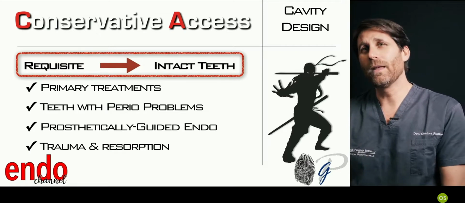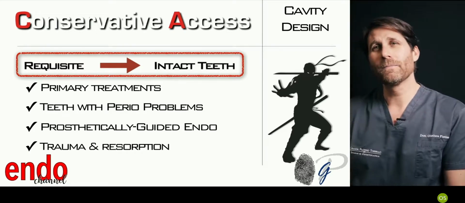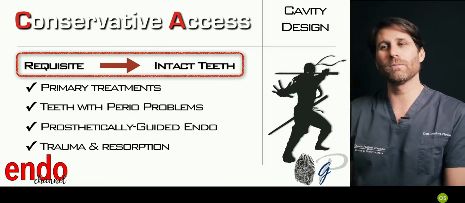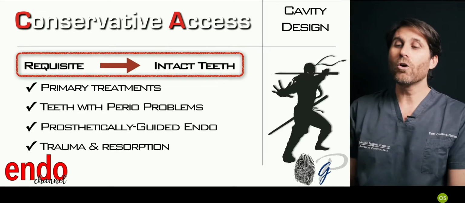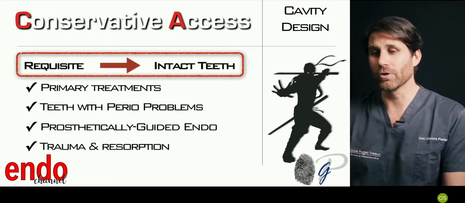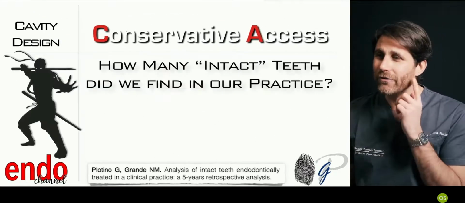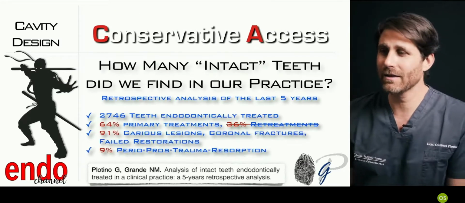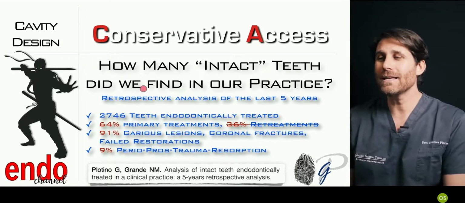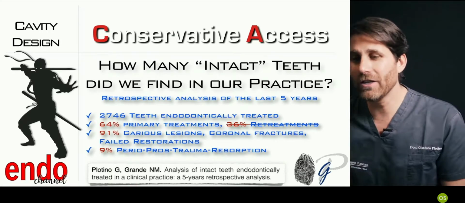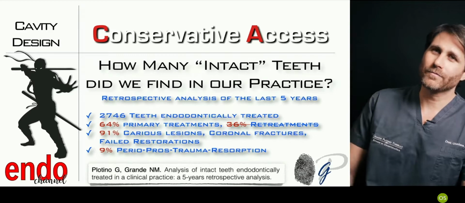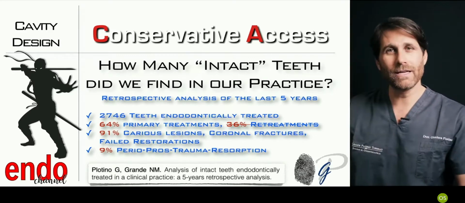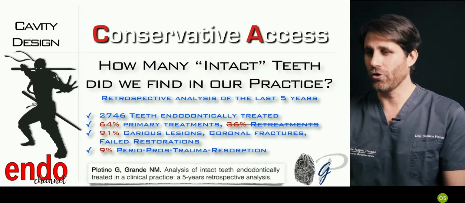So endodontically treated teeth in prosthodontic treatment are very much reduced today. Or we have cases of trauma or resorption. So how many intact teeth do we find in our practice to be treated? Just my numbers in the last years, less than 9% of teeth we needed to treat endodontically because of perio problems, prosthetic reasons, or trauma or resorption.